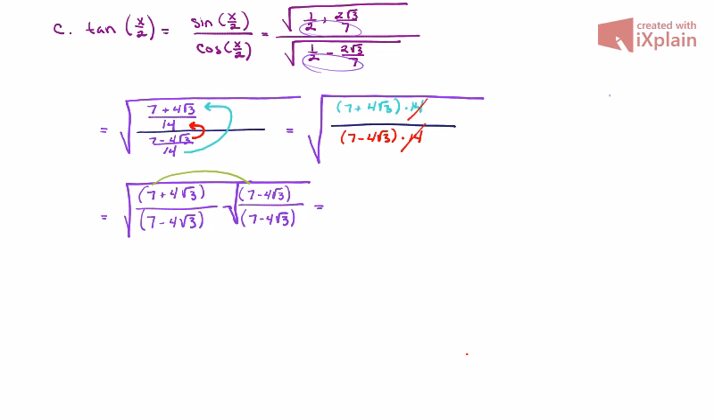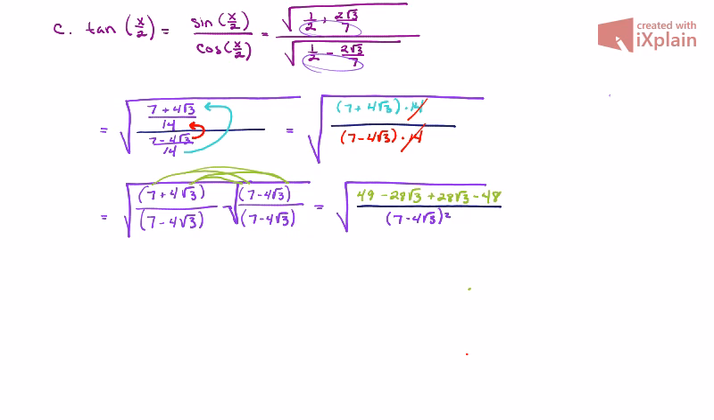So if we FOIL this, we'll get the square root of 49 minus 28 root 3 plus 28 root 3. And then if we do 4 root 3 times 4 root 3, that's going to give us a negative 48. Okay. This is going to be all over, and I'm going to save myself a little bit of pain here and say this is 7 minus 4 root 3 squared, since I am multiplying the same thing together.